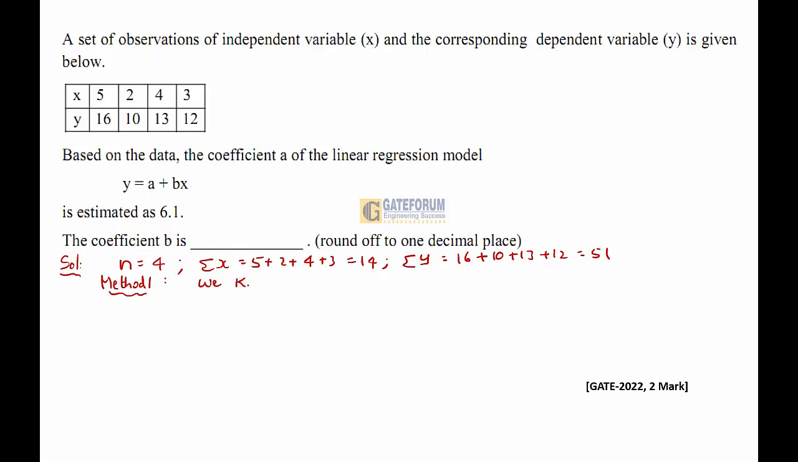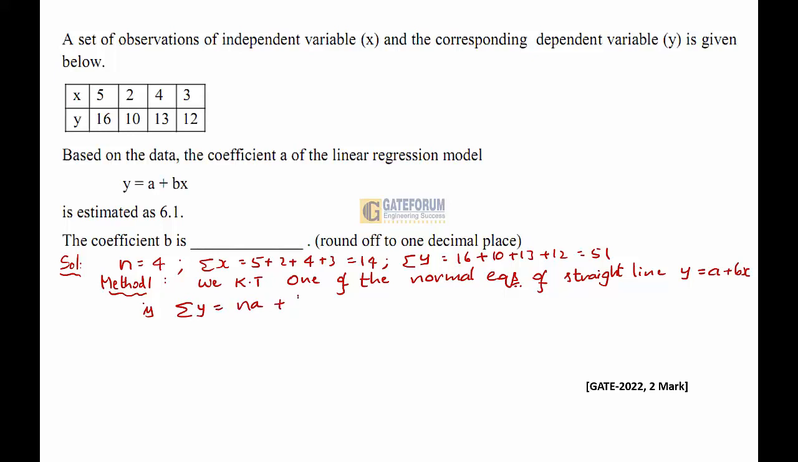We know that one of the normal equations of a straight line y is equal to a plus bx is summation y is equal to n into a plus b times summation x, just by operating summations on both sides.